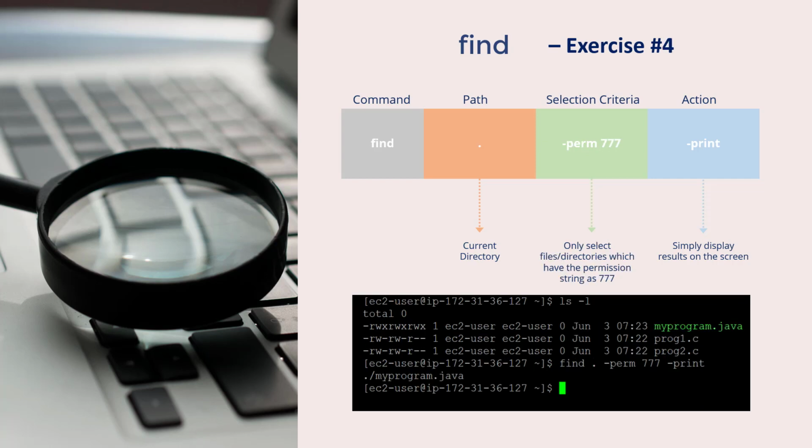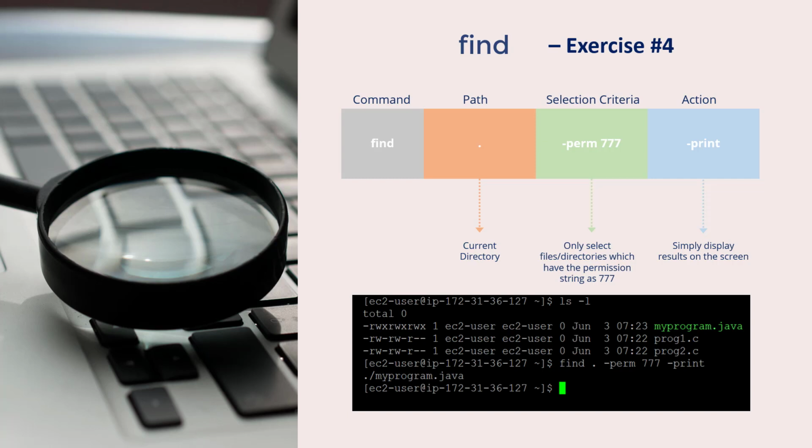Exercise number 4. Here again we use a different selection criteria, the -perm option. Perm stands for permissions. So this selection criteria is used to selectively pick files or directories with specific permission attributes. The ls listing shows 3 files. The first Java file has rwx, rwx, rwx, the number representation of which is 777. The two .c files have the permission 664.